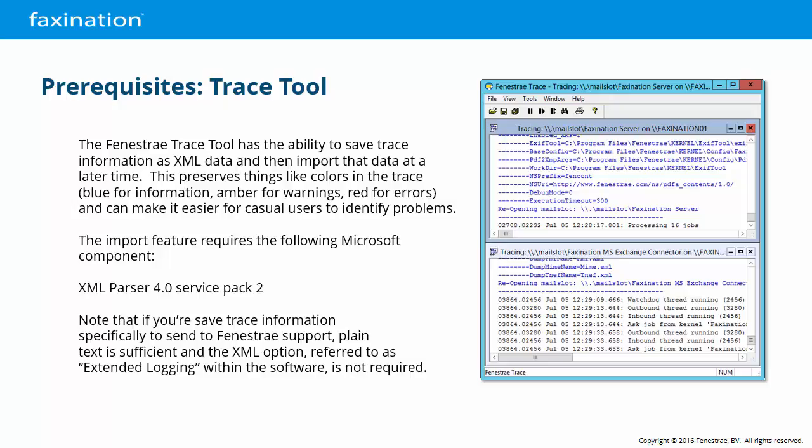The Fenestre Trace tool includes a feature that allows you to save traces in XML format and reload them back into the Trace tool for viewing at a later time. This feature requires XML Parser 4.0 Service Pack 2. If you're collecting traces to submit to Fenestre support, we actually prefer the traces to be in plain text instead of XML. So this XML parser is optional.